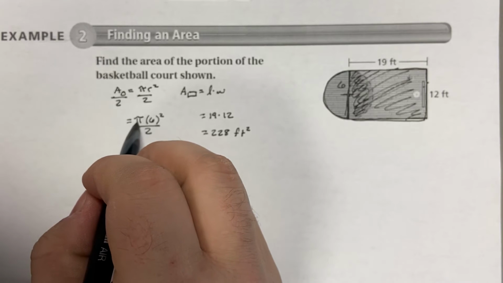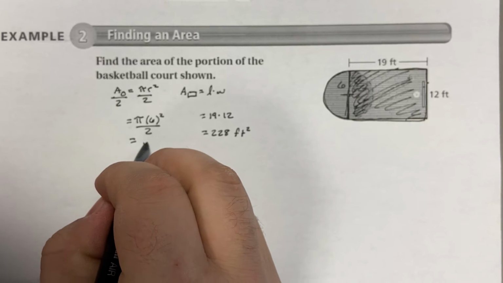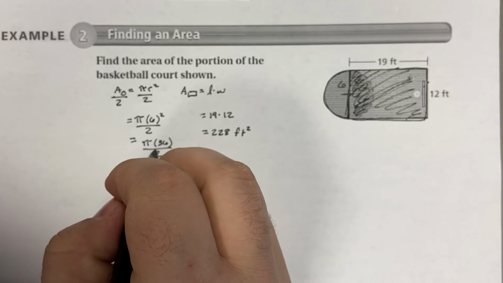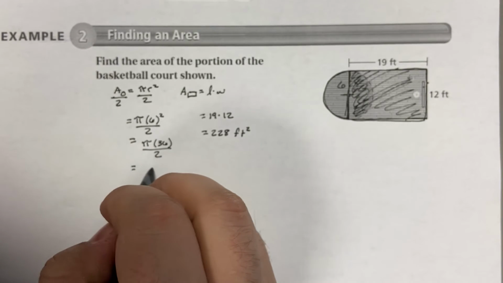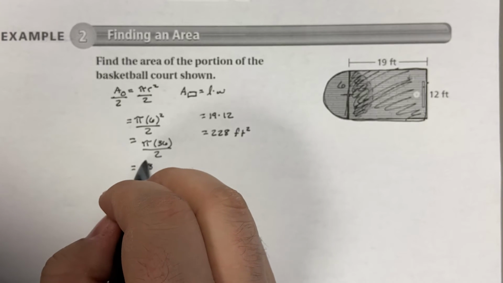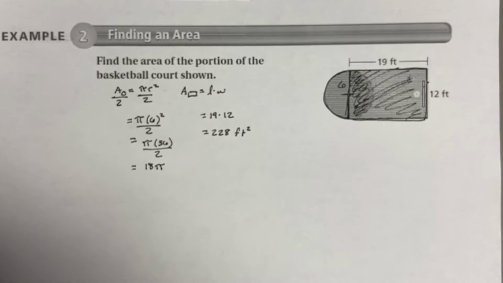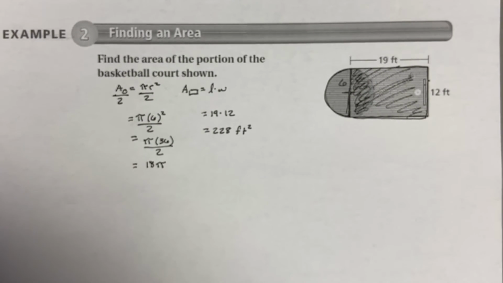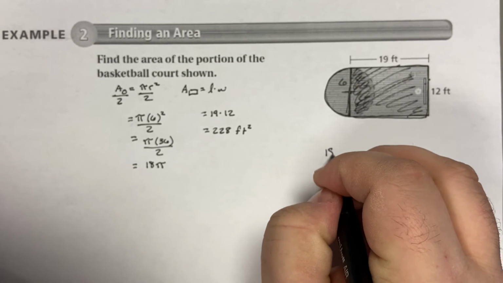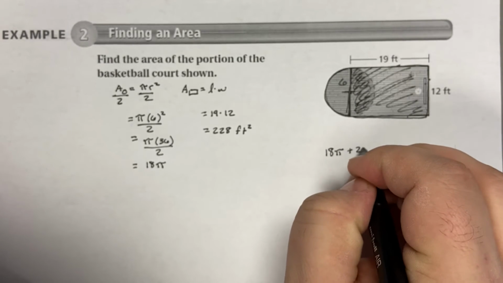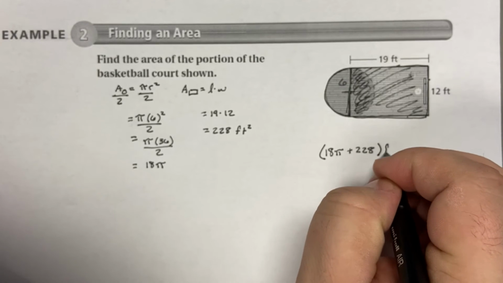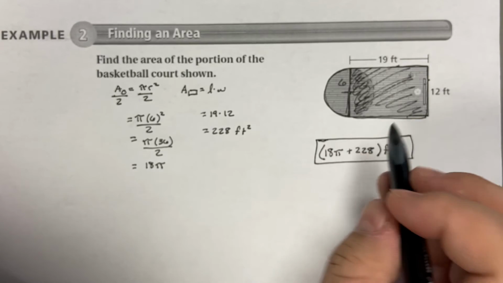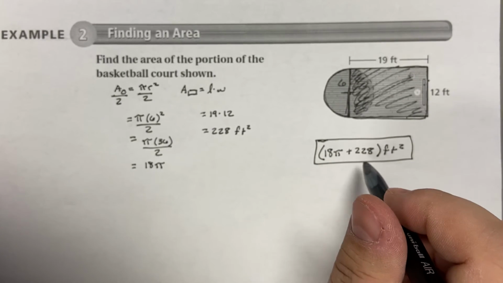Now, here I'm going to have pi times 36 over 2. Well, 36 divided by 2 is just going to be 18. I'm going to move the 18 in front because this can be a final answer. That's what it's called in terms of pi. How we would write that is 18 pi plus 228 feet squared. And this can be a final answer. As a matter of fact, this is an exact final answer.